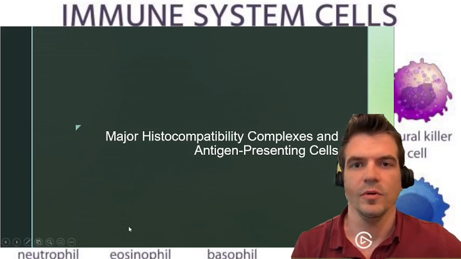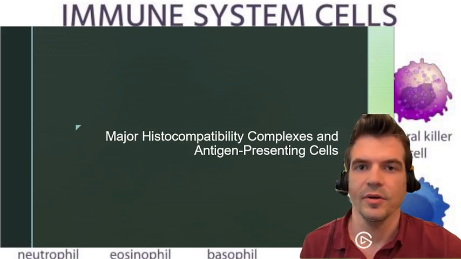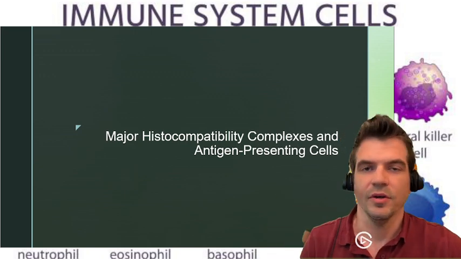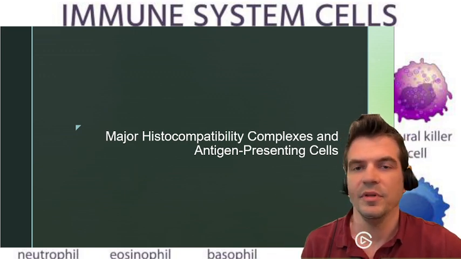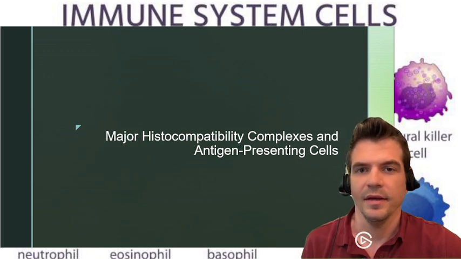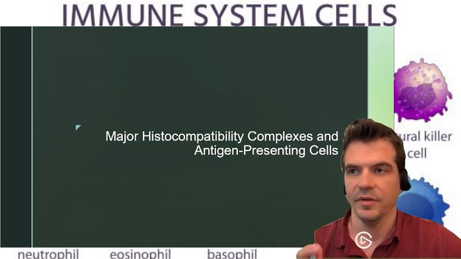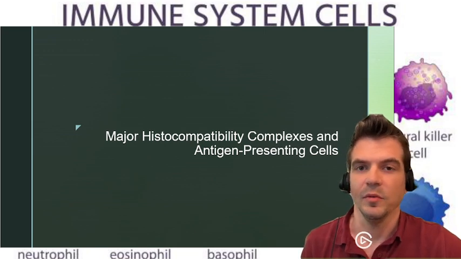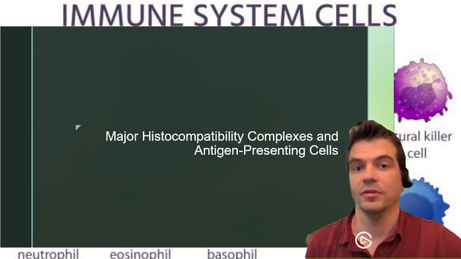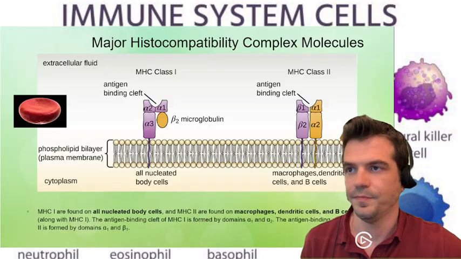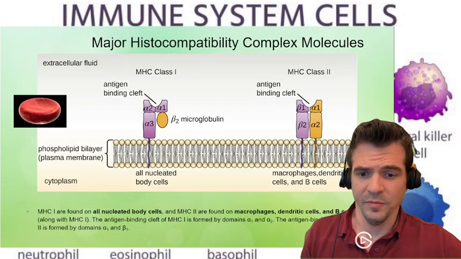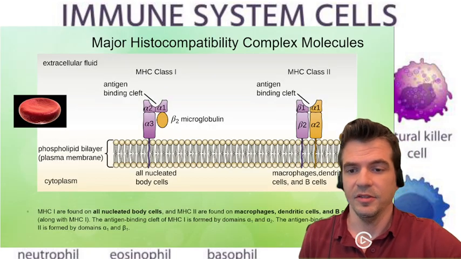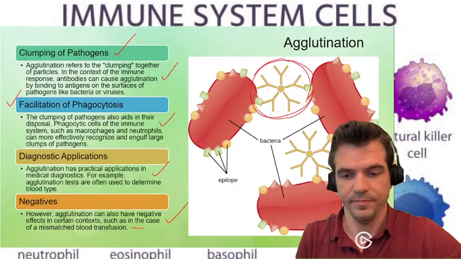Hello, and welcome to the fourth lecture in our Adaptive Immunity lecture series. Here we'll begin talking about the major histocompatibility complexes and antigen-presenting cells. We talked about these in the beginning when we talked about nucleated cells and macrophages. We talked about them quite a bit actually, and so now it's time we talked about them.